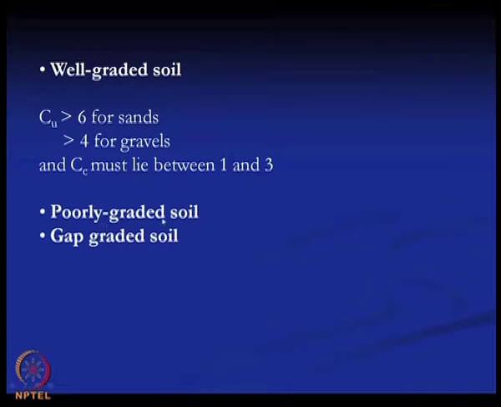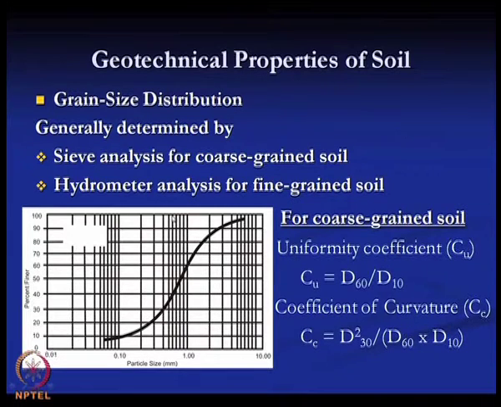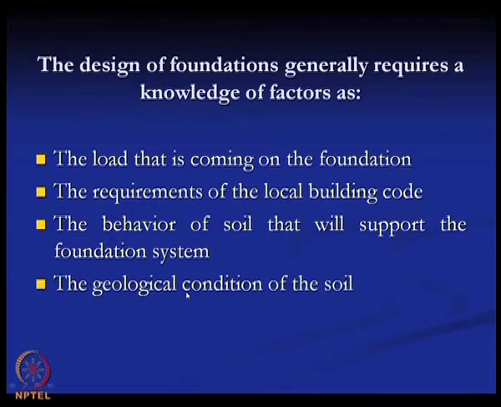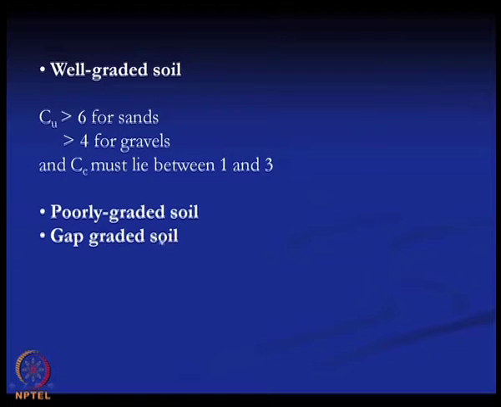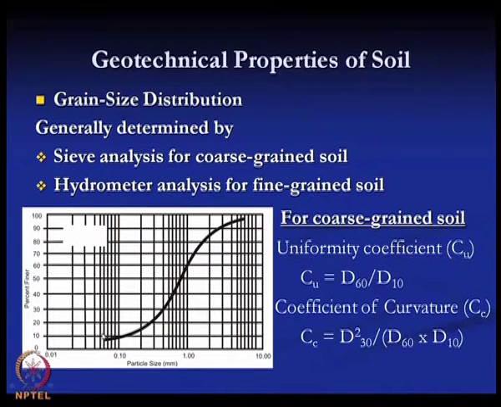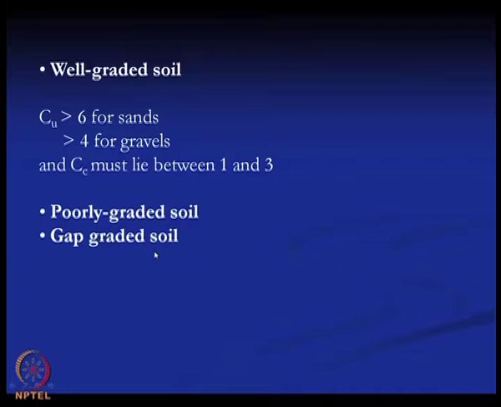Whereas for poorly graded soil, one particular range of particle size is excessively present in the soil. That means this curve will not be a flat one, it will be a straight one, because one particular range of particle size is excessively present in the soil. That type of soil is called poorly graded soil. And gap graded soil means one particular range of particle sizes is missing in the soil. So, the graph will start from here, then there is a gap, then it will start again. There will be a particular range of particle sizes missing in the soil, and that type of soil is called gap graded soil.